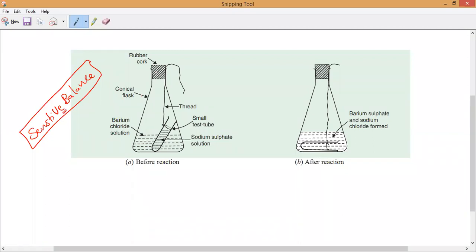I have taken a conical flask with a rubber cork and a test tube with a long thread tied to it. The conical flask is filled with barium chloride solution. In the test tube, I have added sodium sulfate solution. Before the reaction, are both mixed or not mixed? They are not mixed. Is there any reaction taking place? No.